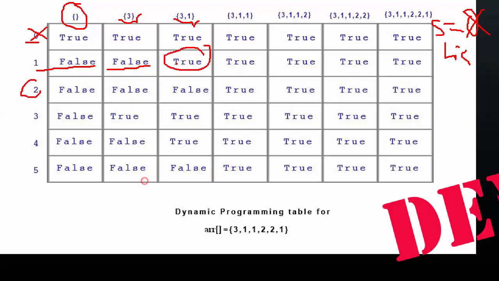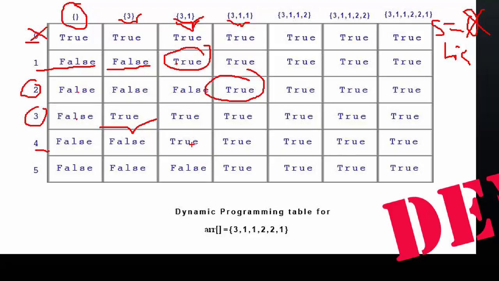That's true. Let's take the 2. So let's add the empty set, which is false. This one is false. With the 3 and 1 we can't do it. With the 3, 1, 1 we can do it. So that is true. Let's go on to the next one. The 3 is clearly true. Can we get a 4? Yes, if we get a 3 and a 1 as a subset.